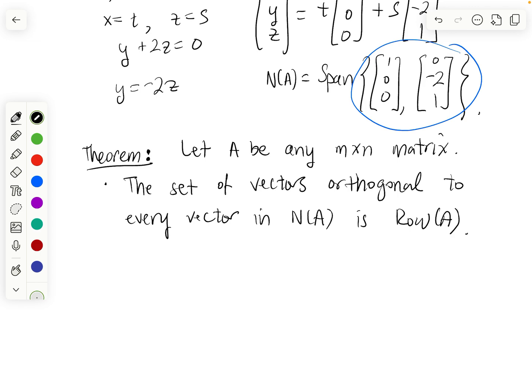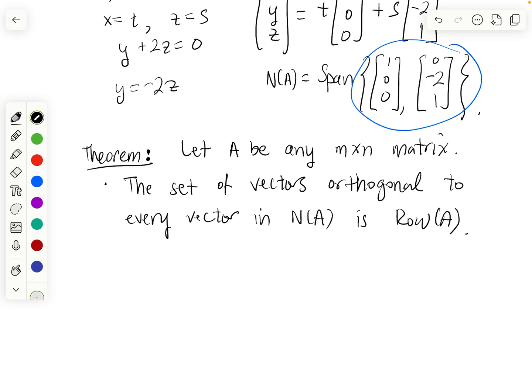It's actually saying two things. The first thing it's saying is that if you have a vector that's orthogonal to every vector in the null space of A, it must be in the row space of A. That's thing one. And then thing two is that conversely, if you have a vector in the row space of A, it's orthogonal to every vector in the null space of A.